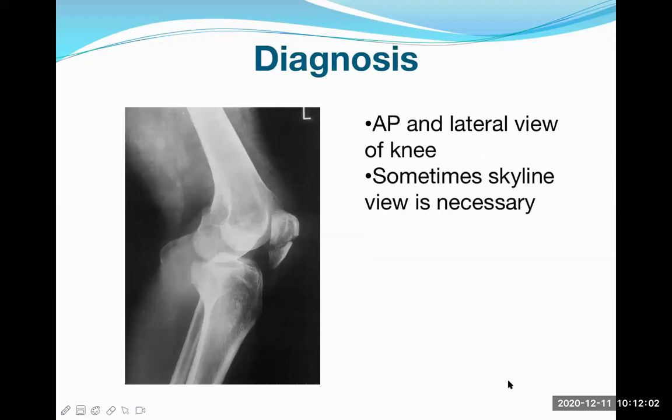Now look at the X-ray, how to diagnose it. Of course, X-ray will be done, okay, AP and lateral view, and skyline view is necessary sometimes just to make sure you see the fracture line properly. Now see that there is a fracture line here. I can clearly see it. This is a transverse type of fracture right in the middle.